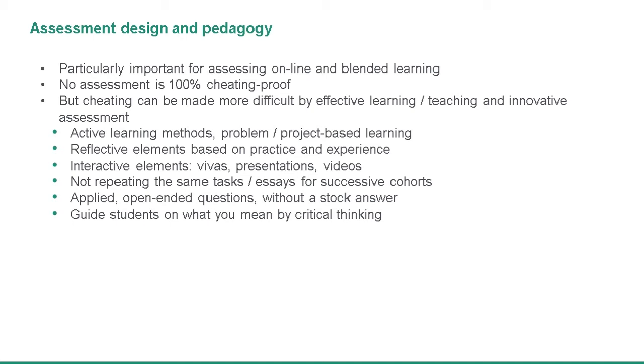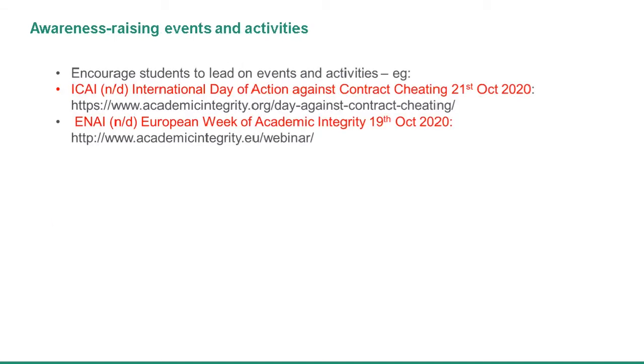Certainly, assessment design and pedagogy is very, very important, because no method of assessment is 100% cheating proof. It's really very, very important that that's understood. You can't design out cheating, but there are ways that you can help, and there are ways that you can make sure it's less likely and more difficult for cheating to take place. Active learning, reflective elements, interactive elements, not repeating the same tasks again and again, because the students will find the answers. Make sure the questions are applied and open-ended, and make sure students are guided on what you mean, guided on what you require, and guided on your expectations.